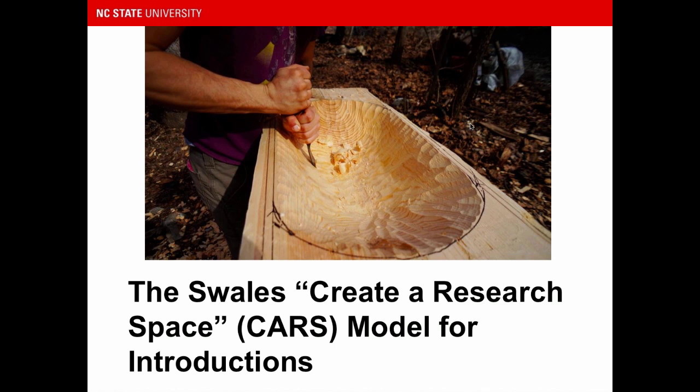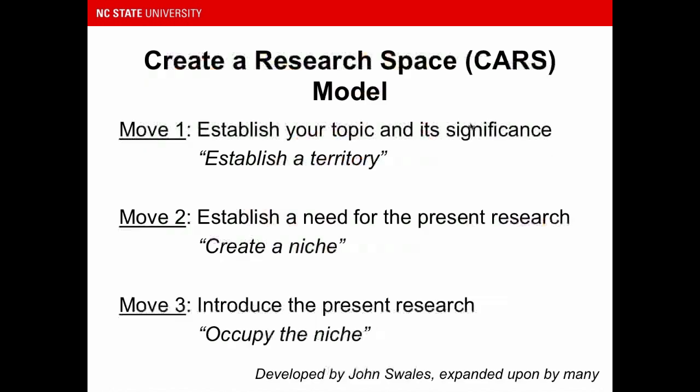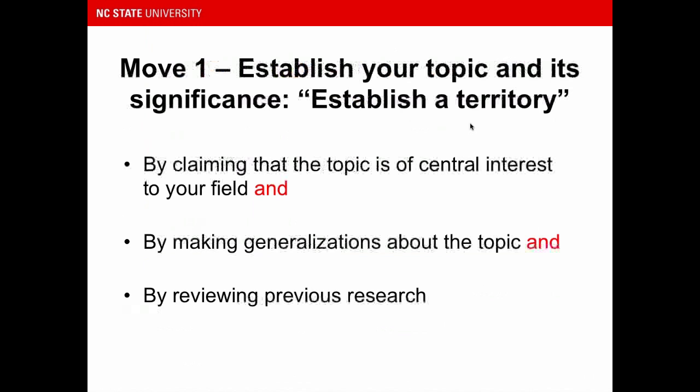So how do you create a research space for your introductions? There's 3 basic moves. We're going to cover these in depth here over the next little bit. But really all you have to do is establish 3 key elements in your introduction. The first one is what we call establishing a territory, where you talk about your topic and its significance. Then you move to creating a niche for your present research. And then you occupy the niche by describing the present research at hand. Sounds simple, but there are a lot of elements to it. We're going to break those down for you here today.